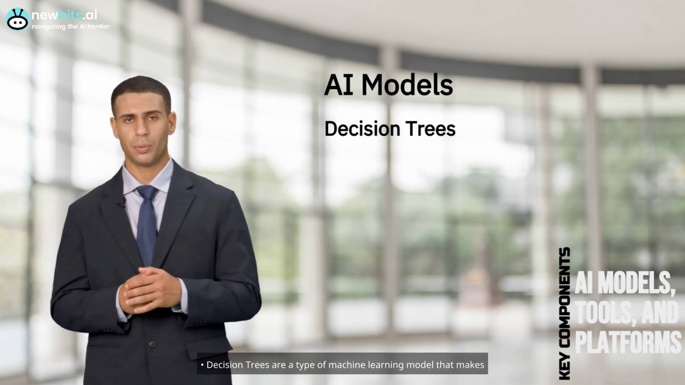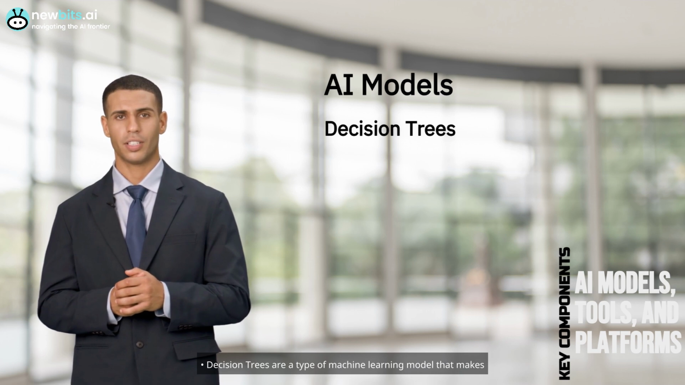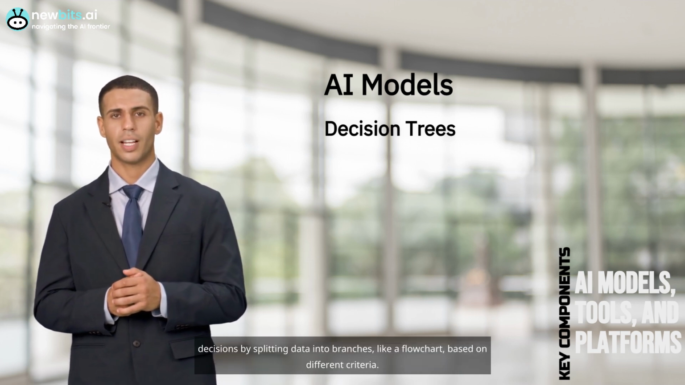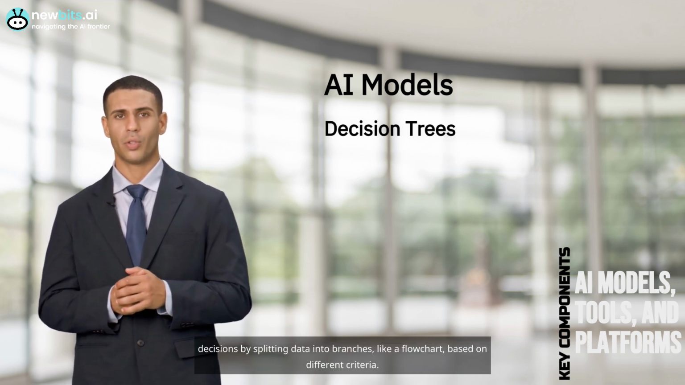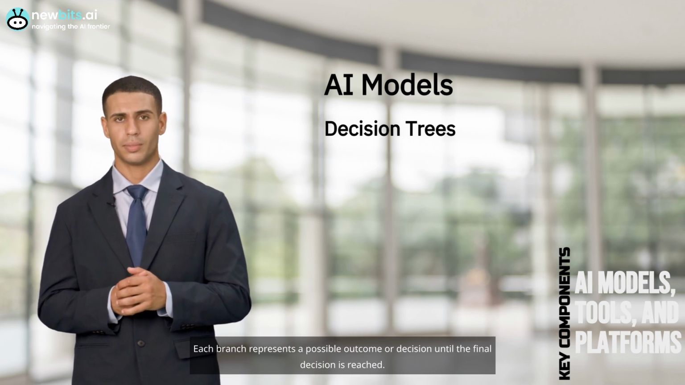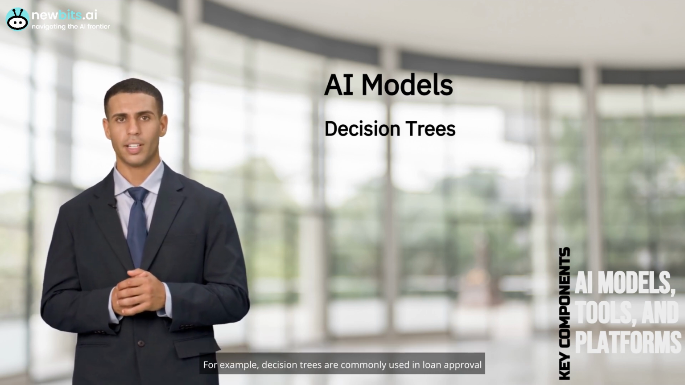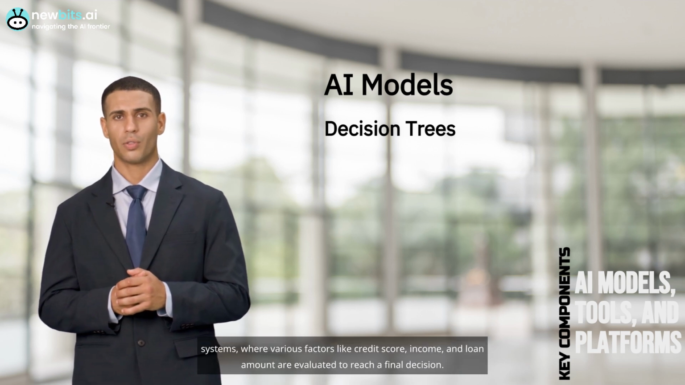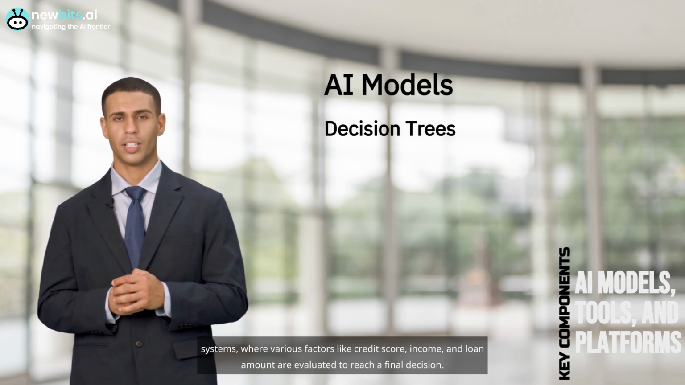Decision trees are a type of machine learning model that makes decisions by splitting data into branches, like a flowchart, based on different criteria. Each branch represents a possible outcome or decision until the final decision is reached. For example, decision trees are commonly used in loan approval systems, where various factors like credit score, income, and loan amount are evaluated to reach a final decision.